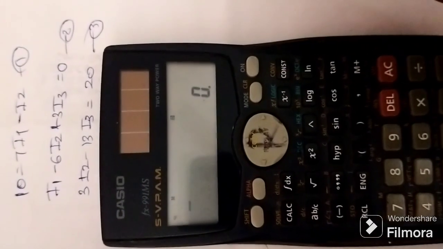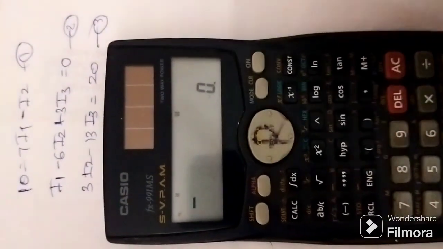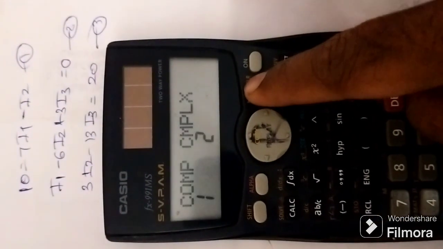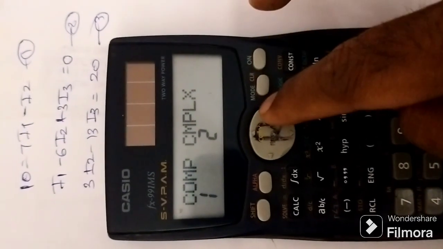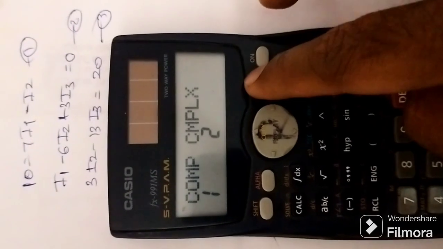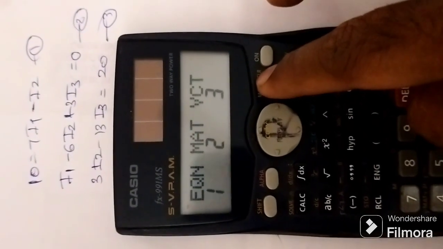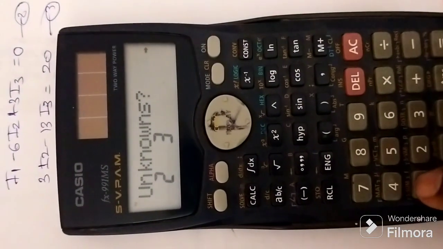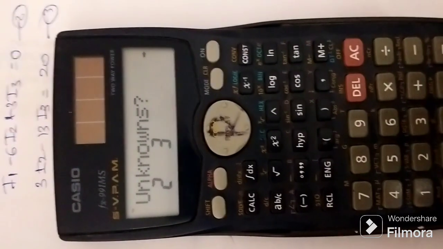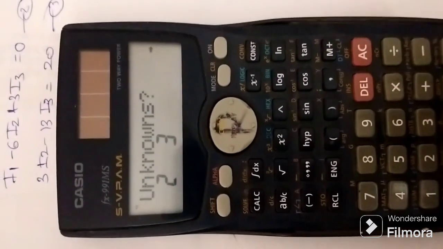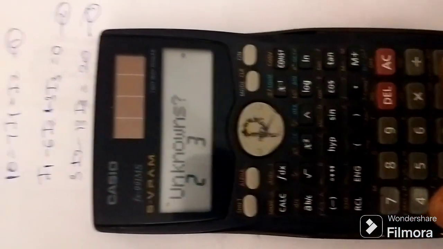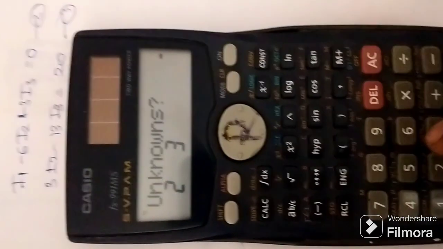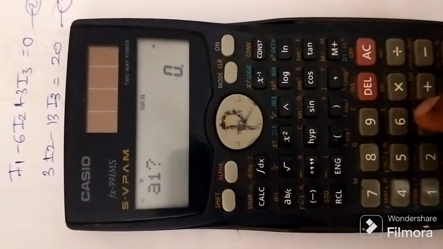So let us quickly go through how to solve these three equations with the help of this calculator. First, once the calculator is turned on, you go to the mode key and press it. Then after that, we need to select the equation mode. Once we press the equation mode key, how many unknowns are we having? As you can see, within those three equations there are three unknowns, I1, I2 and I3. So we have three unknowns, 3, right?